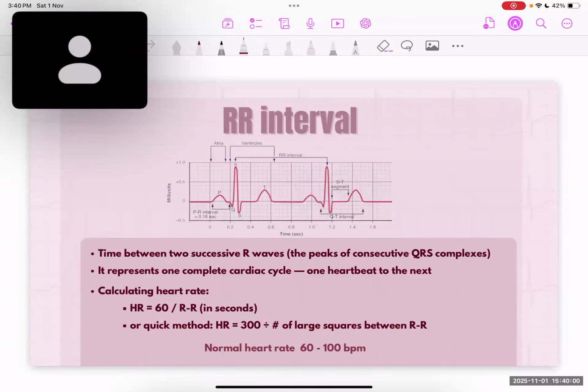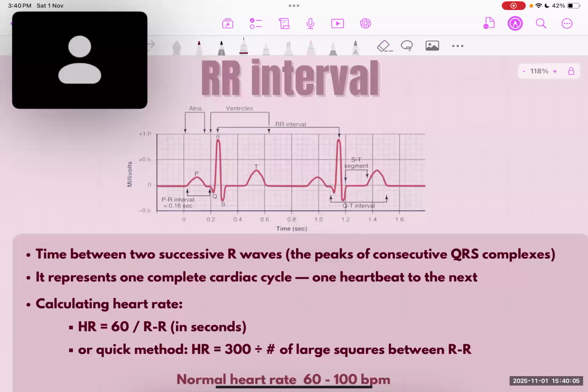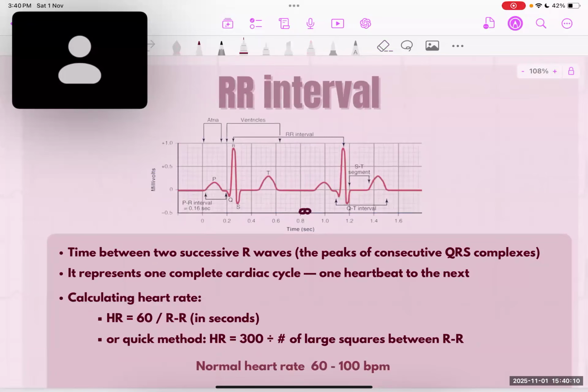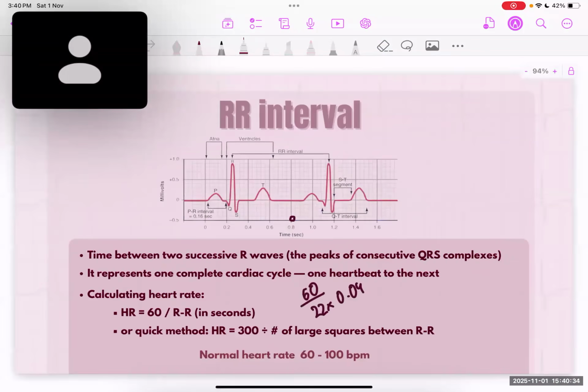It's the next one. How do we calculate heart rate? If you're directly using a value, let's say you count the small boxes here. You're going to count the small boxes and multiply them by the time that we said, 0.04. So it's going to be 60 over, let's say I count all the boxes and the total is, let's assume, 22, multiplied by the small value, 0.04, that we already mentioned before. And as a result, you get your heart rate.